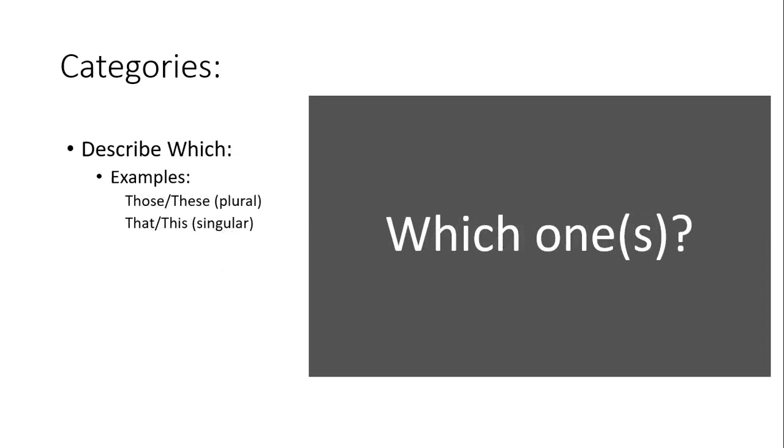Let's go to the next category. And here in this category, I am going to give you more details on it later on in the presentation, but I just want to give you a brief introduction of the topic. The third category describes which. Examples: those and these, which are plural when you're using it for plural nouns. Those books, these books. Also that and this, and we use it for singular nouns. That book on the table, this book on the table. Okay, and it answers to which one. Which book? That book. Which books? Those books. And again, I am going to give you a bit more detail on this specific category because they have a special name for them, okay?